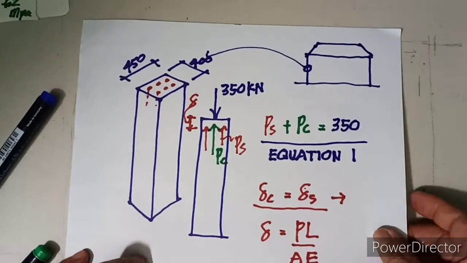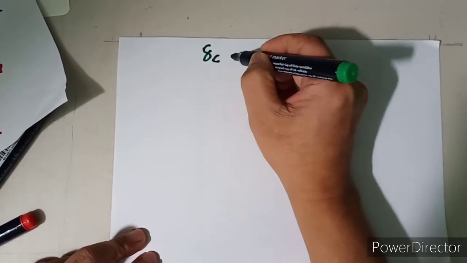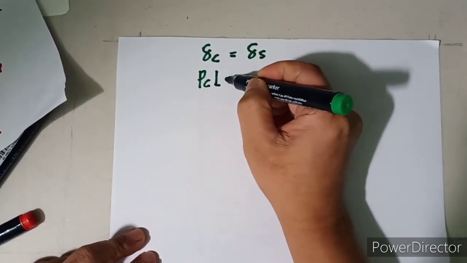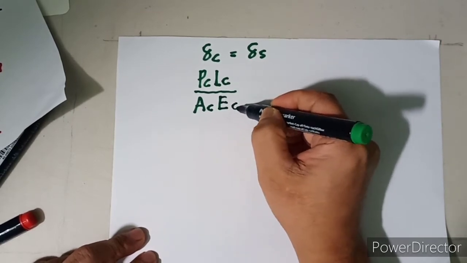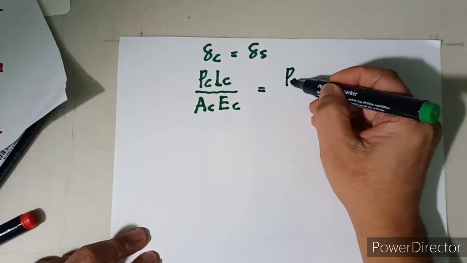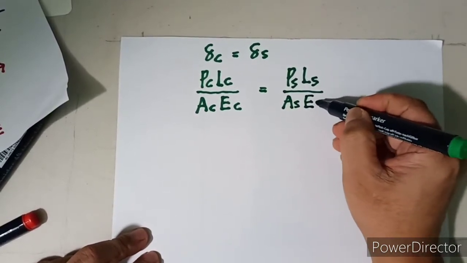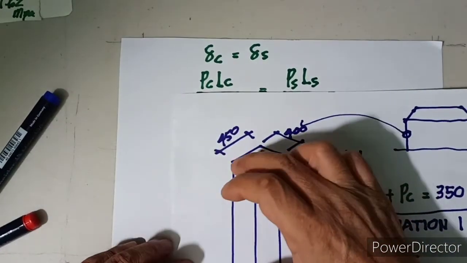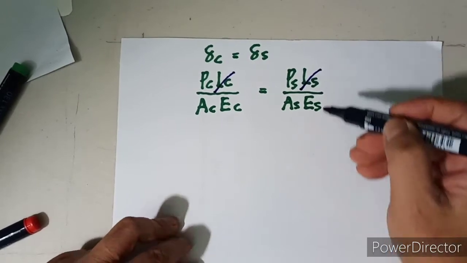If you combine these two, you have the deformation of concrete equal to the deformation of steel. That is, the force of the concrete multiplied by the length of the concrete, all over the area of the concrete times the elasticity of the concrete, equals the force carried by the steel, times the length of the steel, divided by the area of the steel and the elasticity of the steel. Since this column has equal lengths for the concrete and the steel, the lengths cancel out.